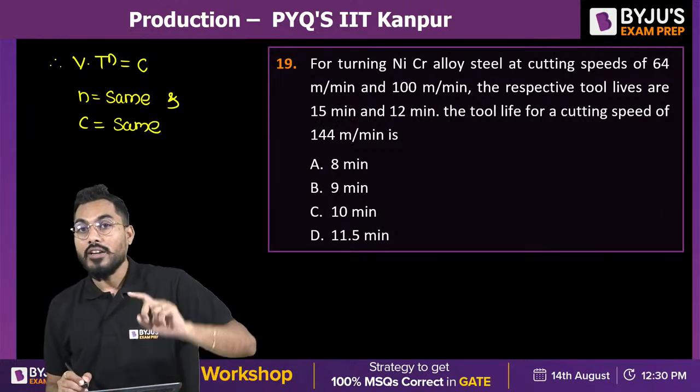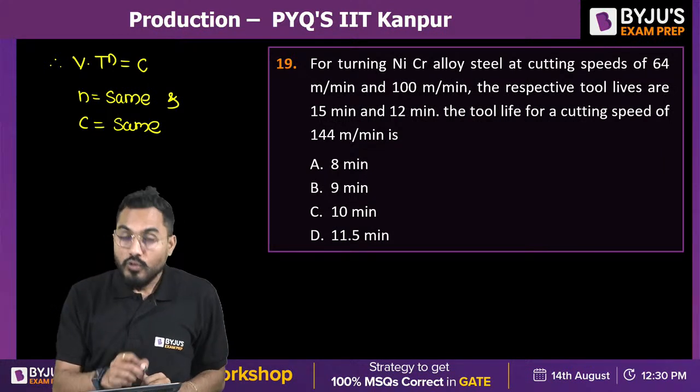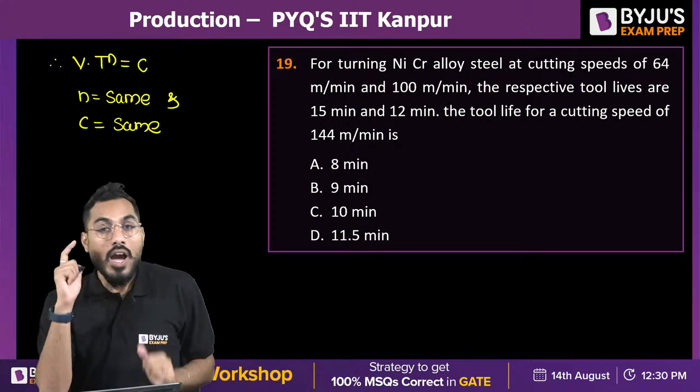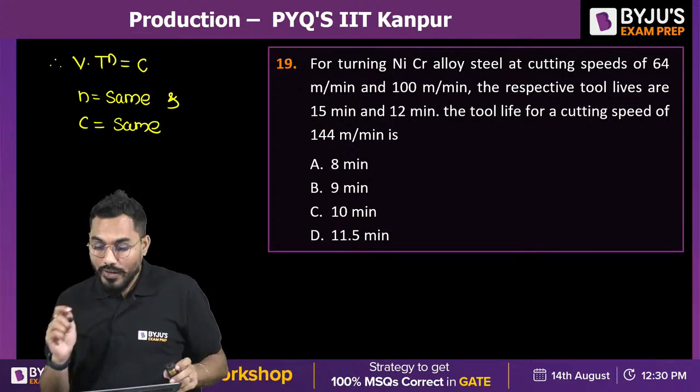So you do one thing: whichever two cases are given to you, with respect to these two cases you try to find out the small n value or the small c value. Once you get that, for the third case the unknown values can be calculated. So how exactly can it be done?